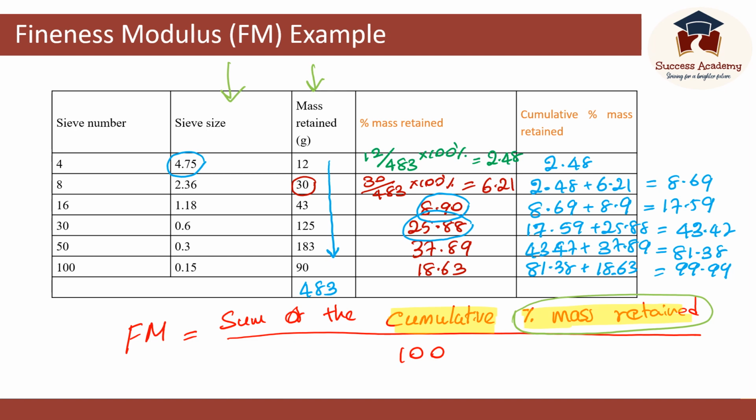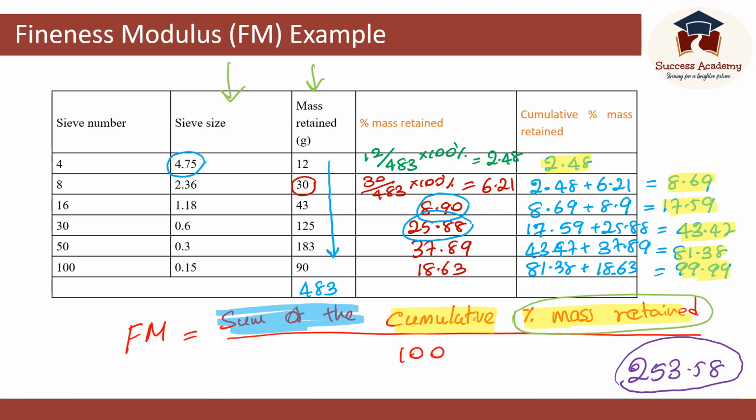Now let's find the sum of that. So that means we add them. So let's find the sum. When you find the sum, you just add these highlighted values. So I got 253.58. So this is the sum of the cumulative percentage mass retained.